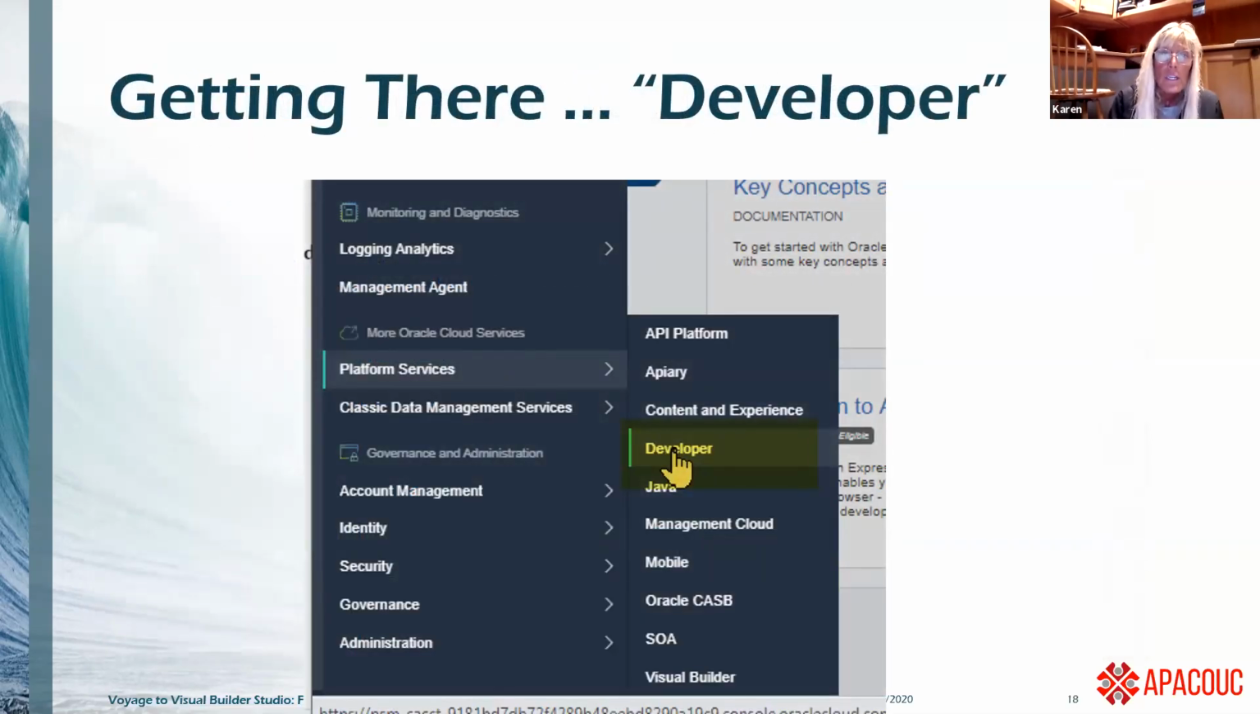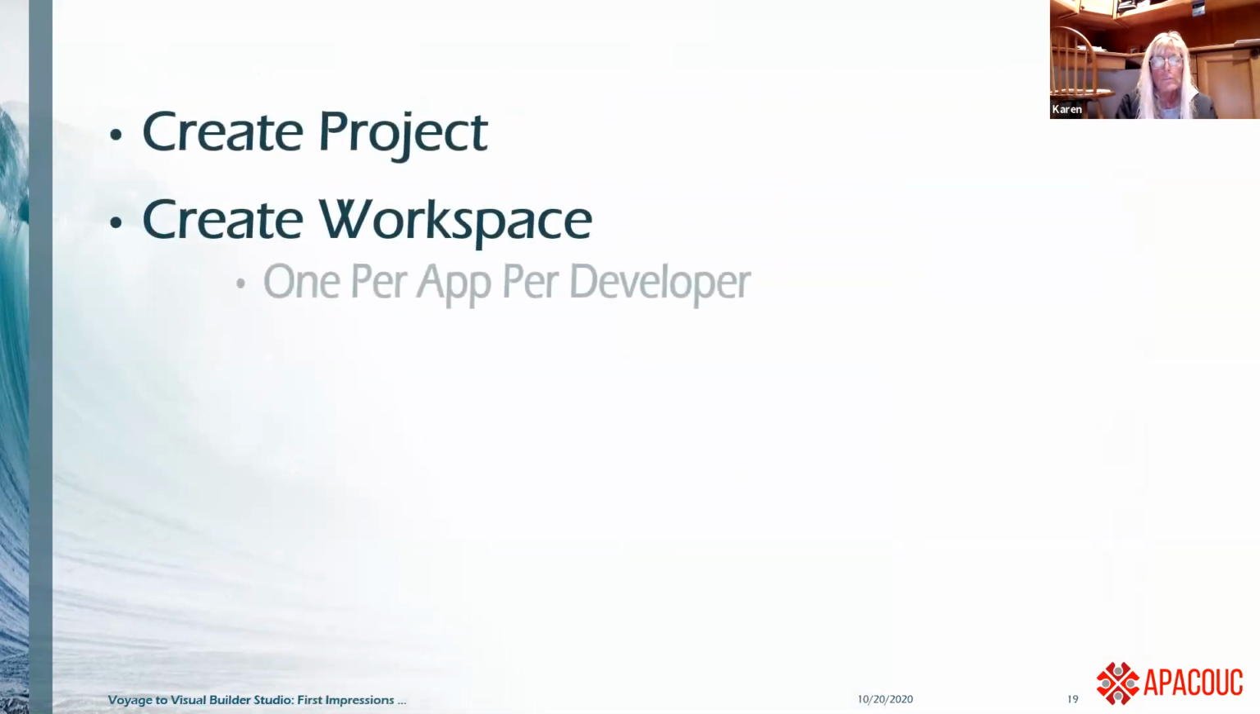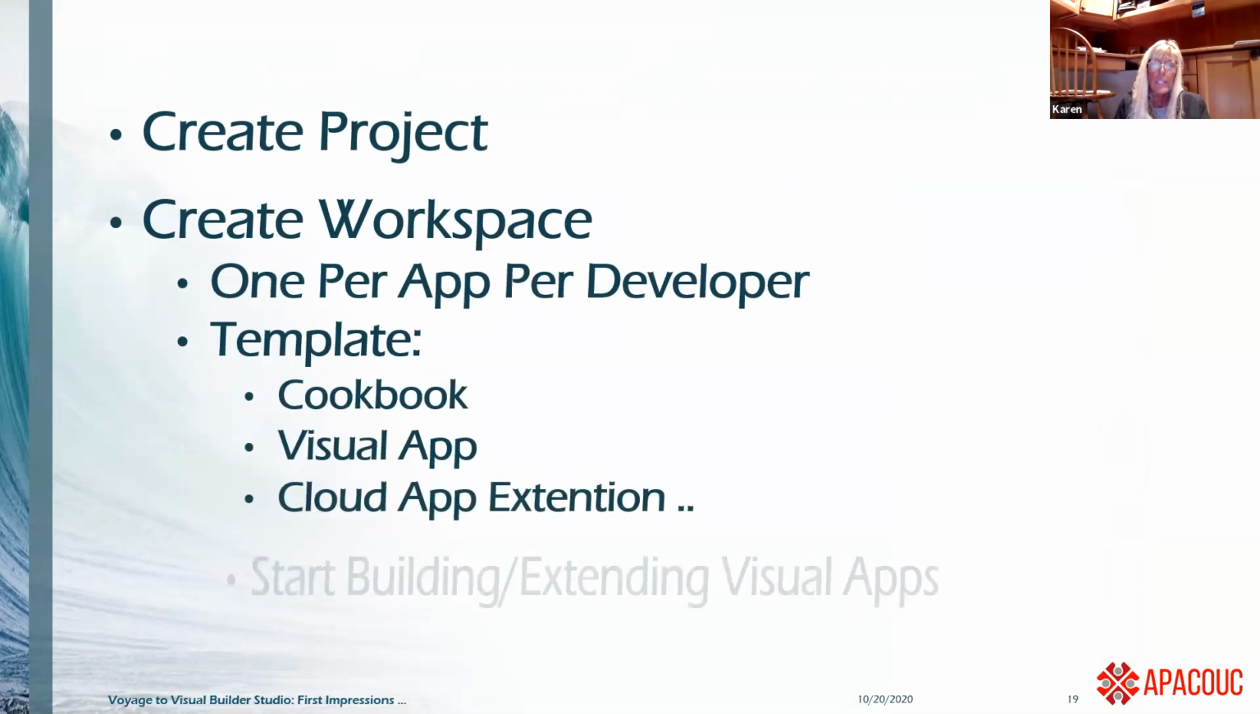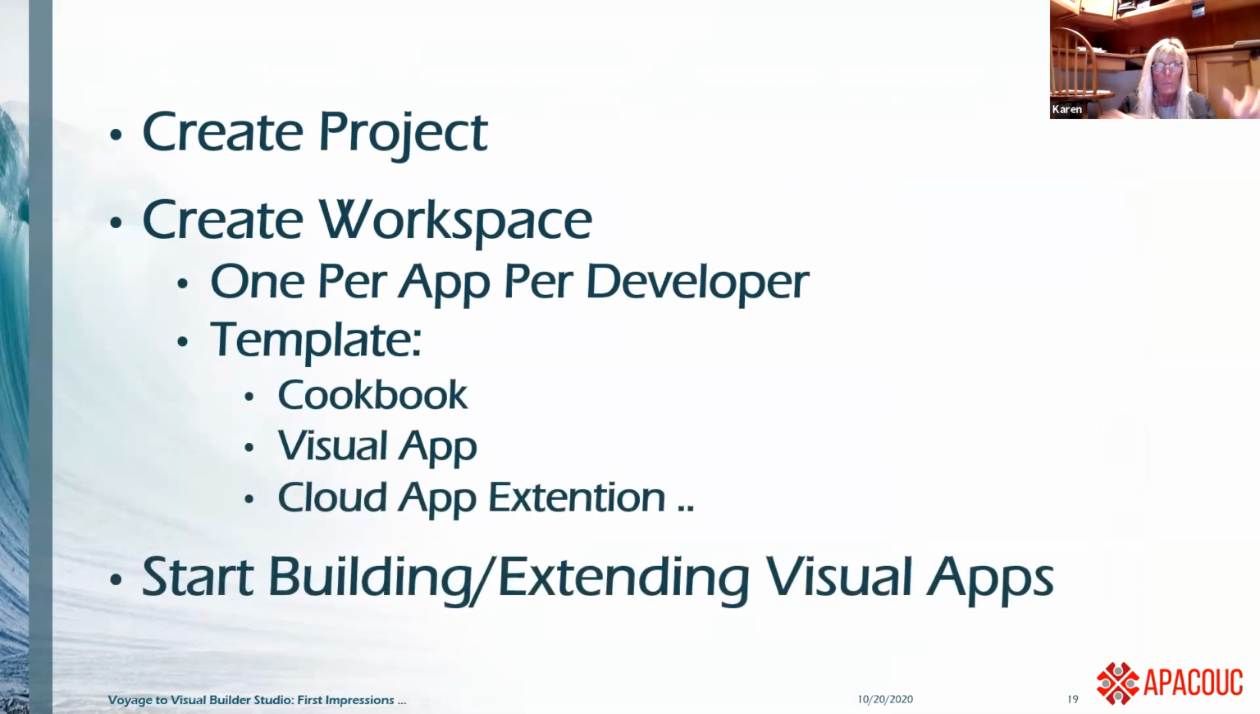Getting to Visual Builder Studio is kind of an interesting thing, because it's not on the menu. Well, it is. It's on there as Developer. So you scroll all the way down on the left to Platform Services, and then find Developer. That will open up your Visual Builder instance. And in there, you'll be able to create a project, which is the overarching big thing, kind of analogous to a Visual Builder application. It's now a project.